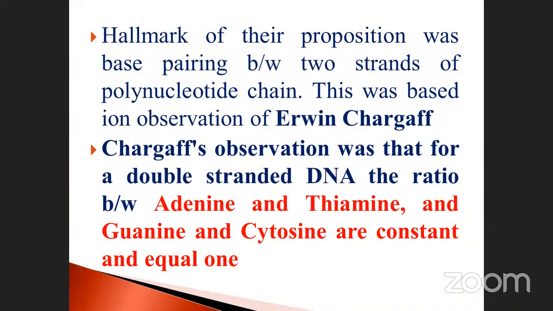In the hallmark, their proposal was very, very important: base pairing between the two strands of the polynucleotide chain. This was based on the observation of Erwin Chargaff. Chargaff observed that for double-stranded DNA, the ratio between adenine and thymine, as we already discussed, is equal, and guanine and cytosine are also equal, with the ratio constant at 1. So these are the Chargaff rules.